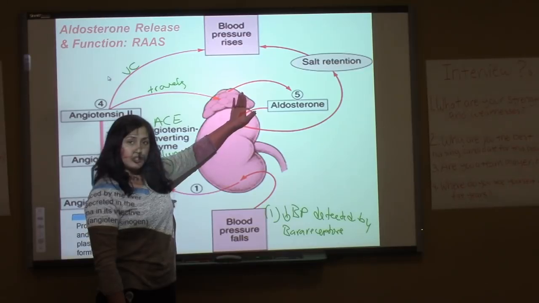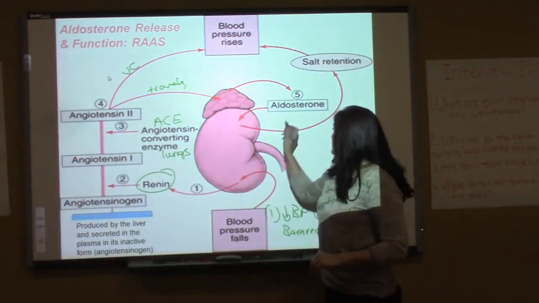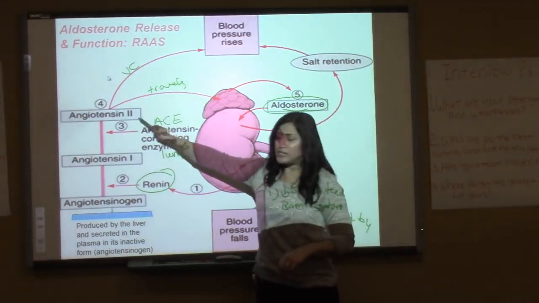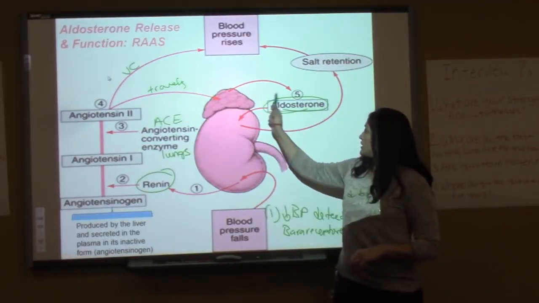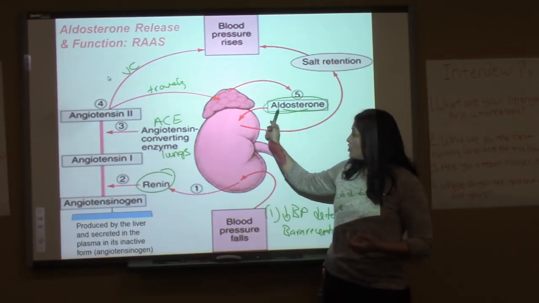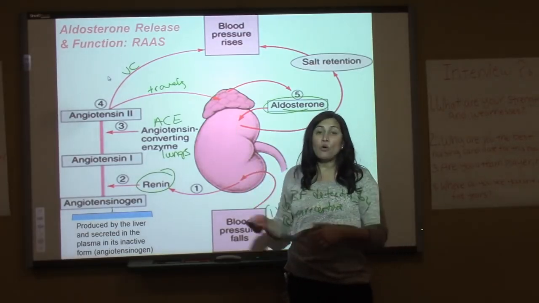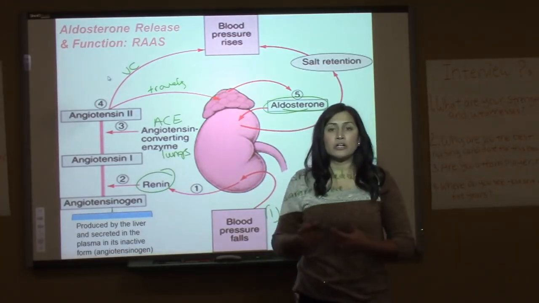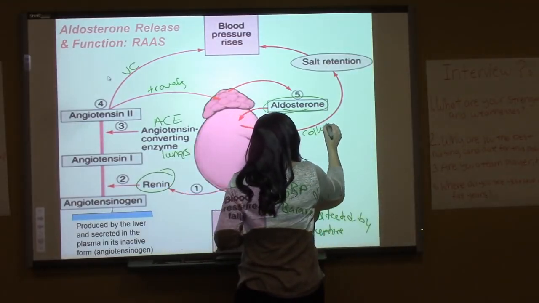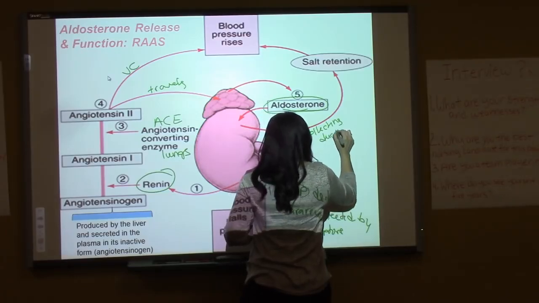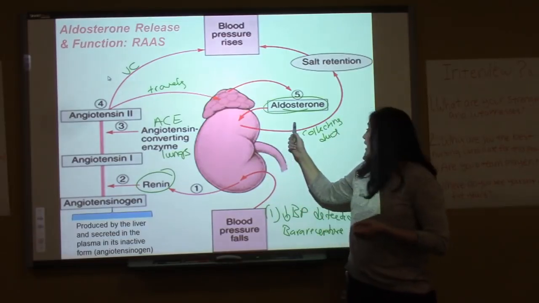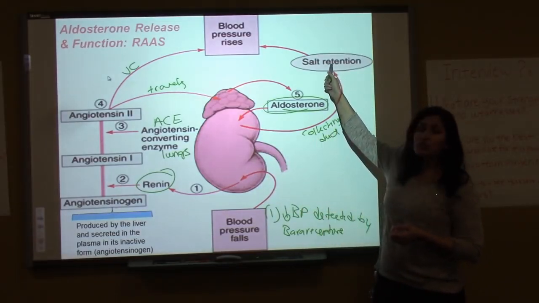And in the adrenal cortex, it causes aldosterone to be released. So angiotensin 2 travels to the adrenal cortex, causes aldosterone to be released. Aldosterone is a hormone. Now aldosterone travels to the kidneys. Where does it go into the kidneys? It actually goes to the collecting duct. So aldosterone travels to the kidneys. Where? Collecting duct. And in the collecting duct, it causes salt retention.